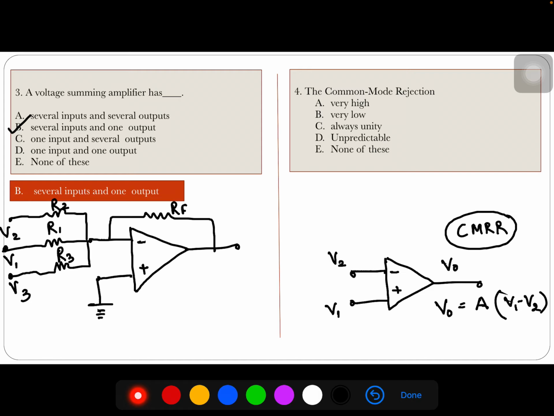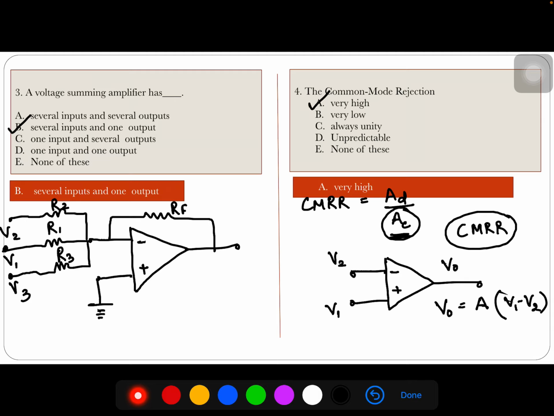Okay. So for an ideal op-amp, the CMRR is high because CMRR is given by differential gain upon common mode gain, and common mode gain is very less because op-amps usually have the tendency to reject the common signals. So common mode gain is very less. So due to this particular parameter being less, CMRR is always high. So option is A, that is very high.